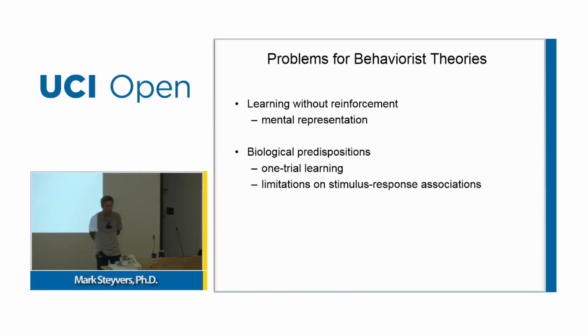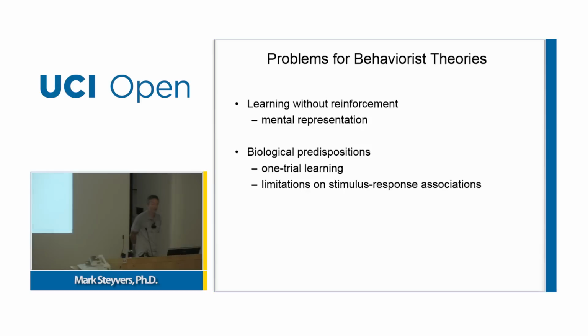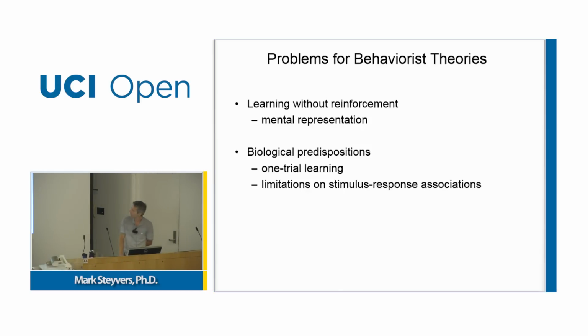Learning is not universal across species. Certain species find certain associations easier to learn than others. Also, some learning can be one trial. One trial is enough to establish an association. For other associations, it's more gradual.